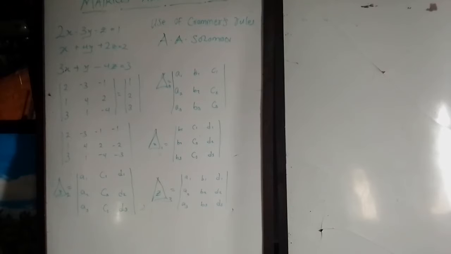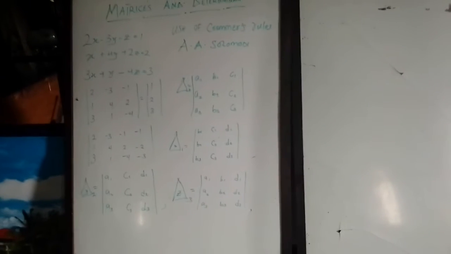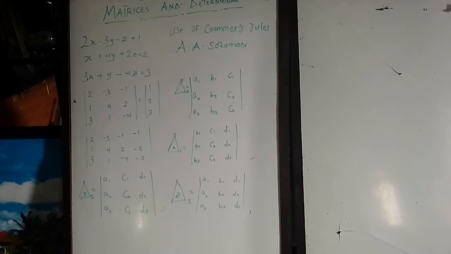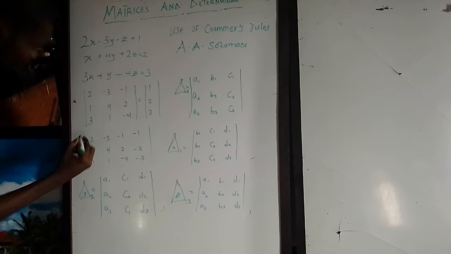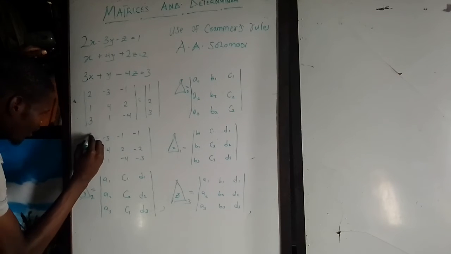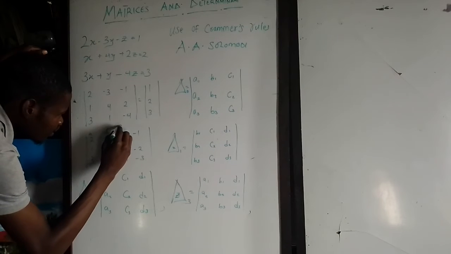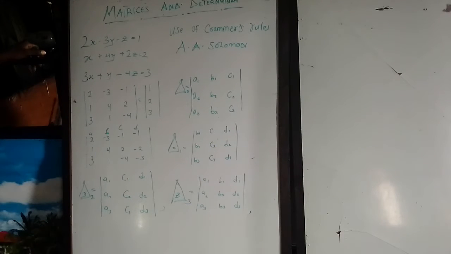So this is the formula to solve the three unknown or simultaneous equation, using Cramer's rule. So this is the formula. So this represents what? A. All this one as what? A1, B, C, D. Do you understand? So now let's solve.